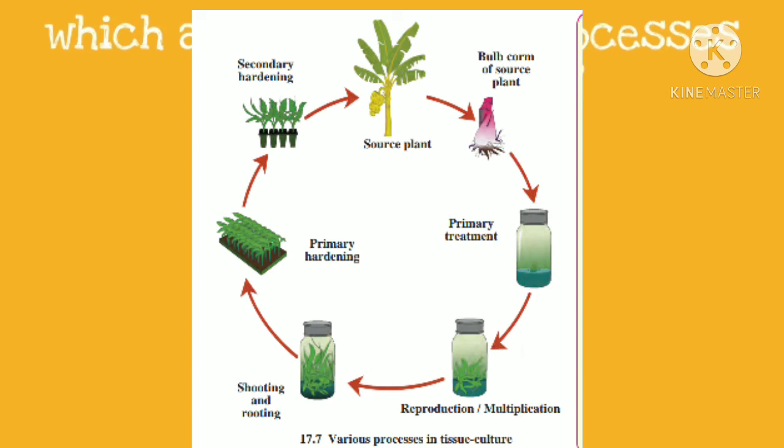Okay. Then the third process is the primary treatment. Okay. In primary treatment, what we have to do? We have to sterilize the bulb corm. Okay. हमें उसे अच्छे से साफ करना पड़ेगा. Okay. We have to sterilize the bulb corm. Okay. Before using it for multiplication. Okay. Then the fourth process is reproduction and multiplication. Okay. In this, what we have to do? We have to provide the nutrient rich medium to the corm.